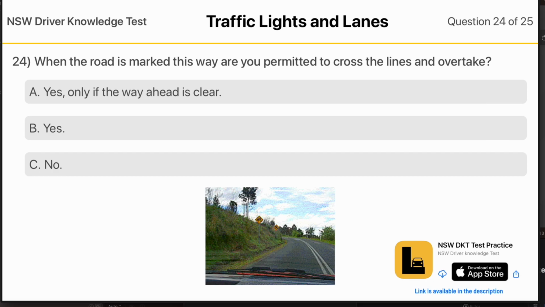When the road is marked this way, are you permitted to cross the lines and overtake? Yes, only if the way ahead is clear. Yes. No.